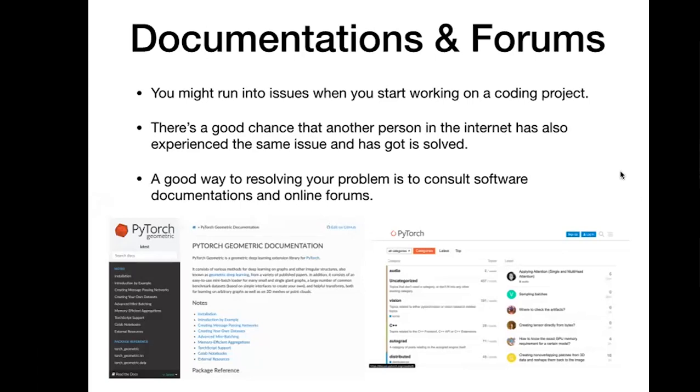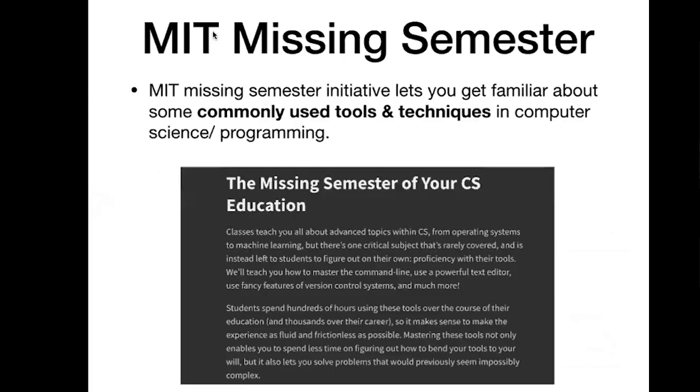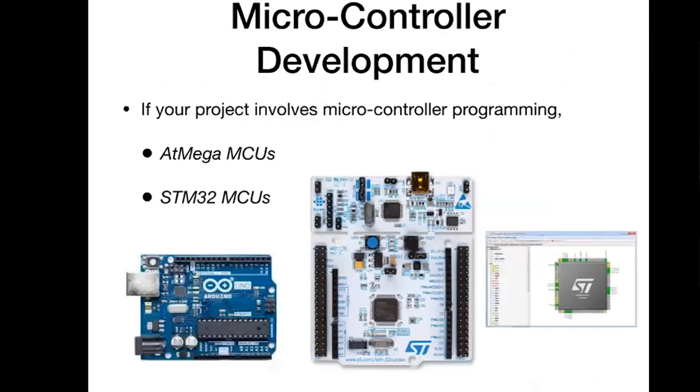And then another important tool that is available at MIT is the MIT Missing Semester, which is basically a set of courses that lets you get familiar with commonly used tools and techniques in computer science and programming. So these will be useful when you go through a project. So make sure that if you have time, you go through this Missing Semester as well. And then I will skip through this quickly.